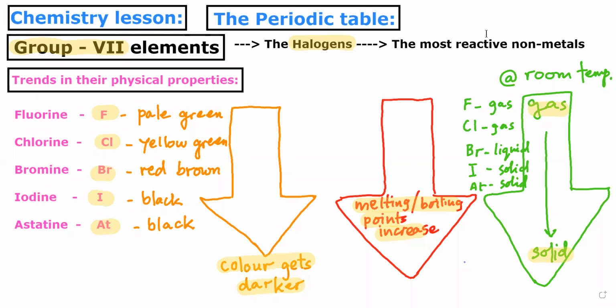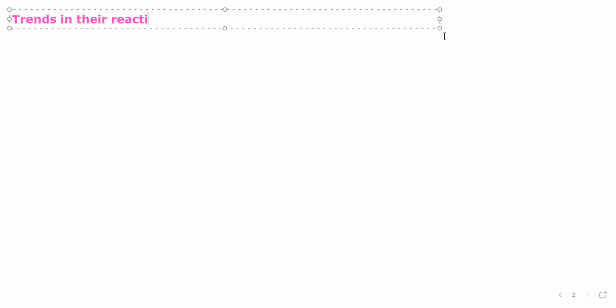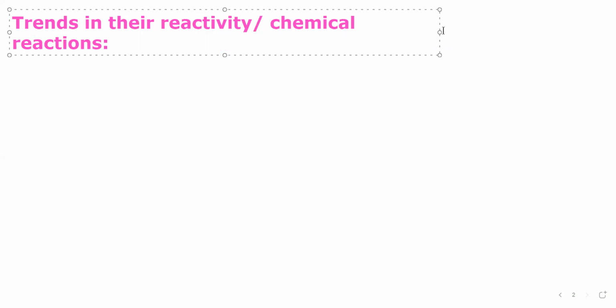So now, after their physical properties, we will go to their chemical properties. Let's talk about trends in their reactivity. We are talking about halogens, right? Reactivity means we are talking about their chemical reactions, like how they react. There are a few things that we will consider. Let's talk about it first.